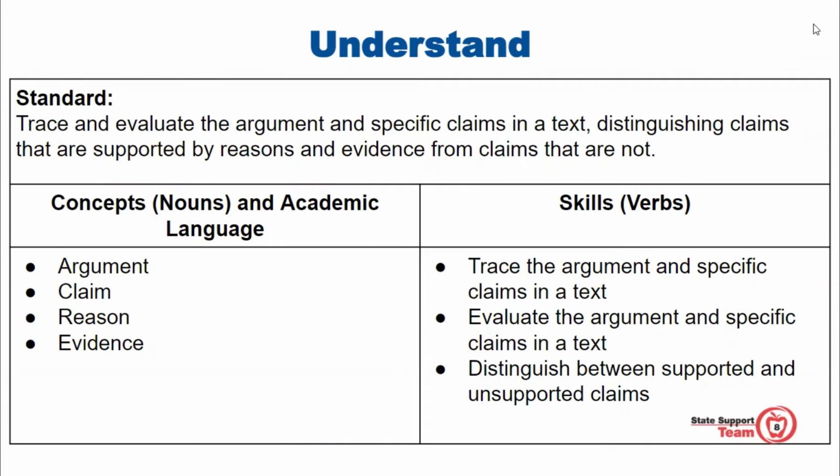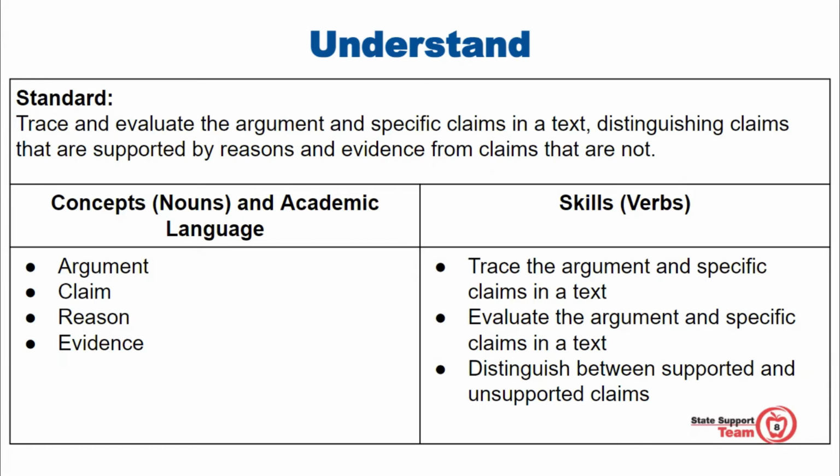Starting with the grade level standard, we can begin to pull out the concepts and academic language by looking for those nouns. In this case, we find the terms argument, claim, reason, and evidence. It is important to remember that these are the terms that will need to be explicitly taught for students to demonstrate mastery of the skill. These terms and concepts are the what of the standard.